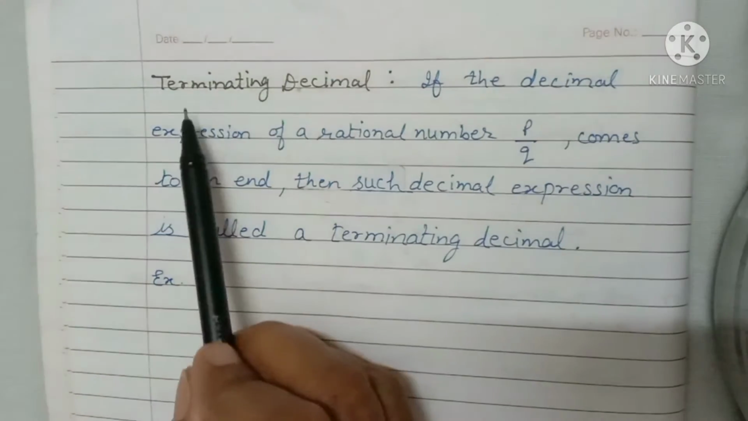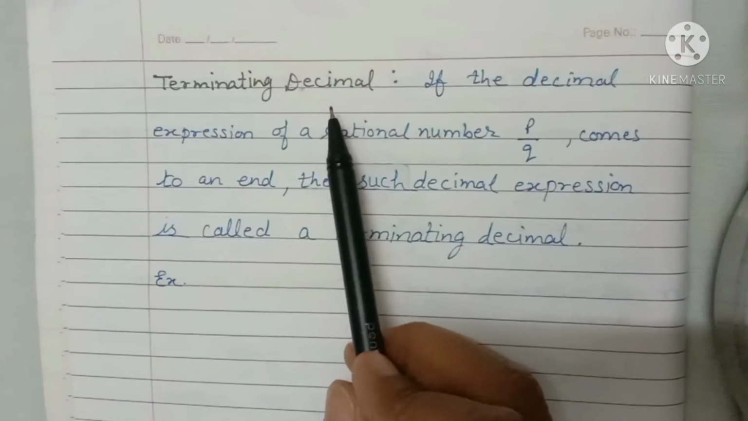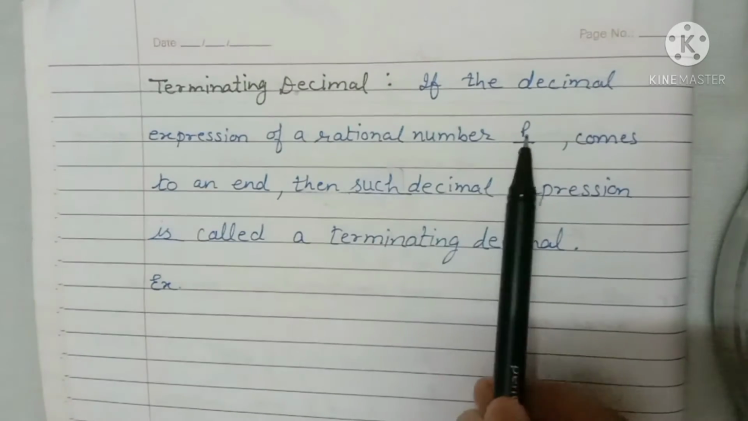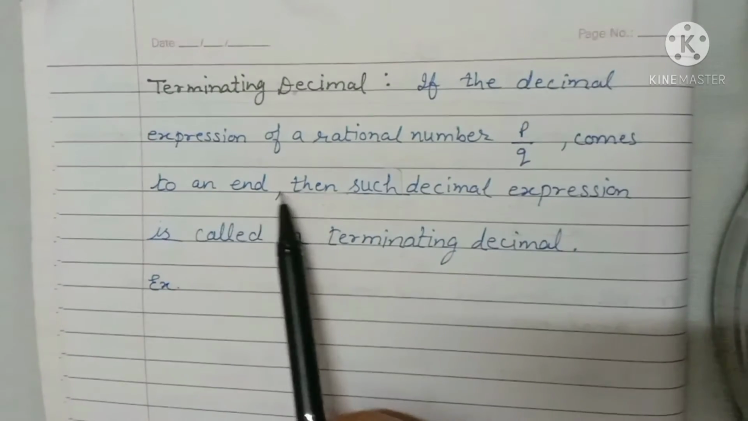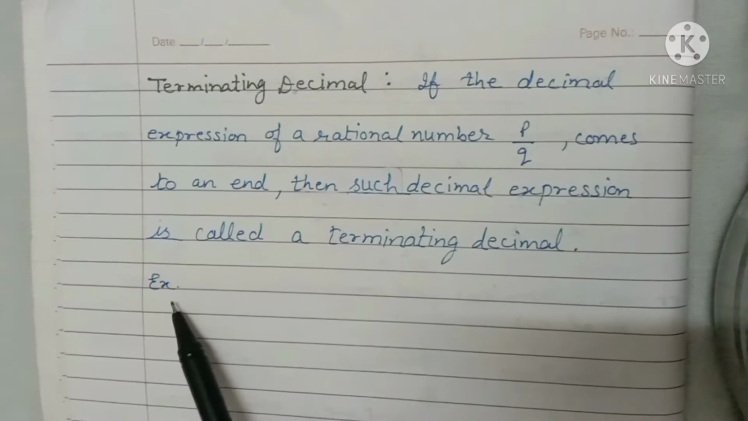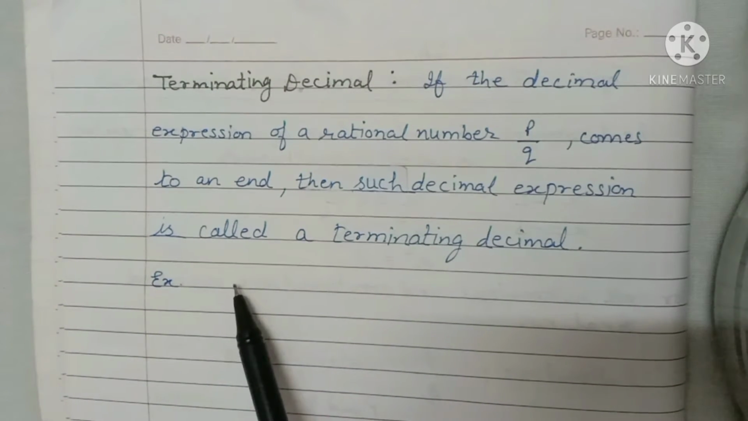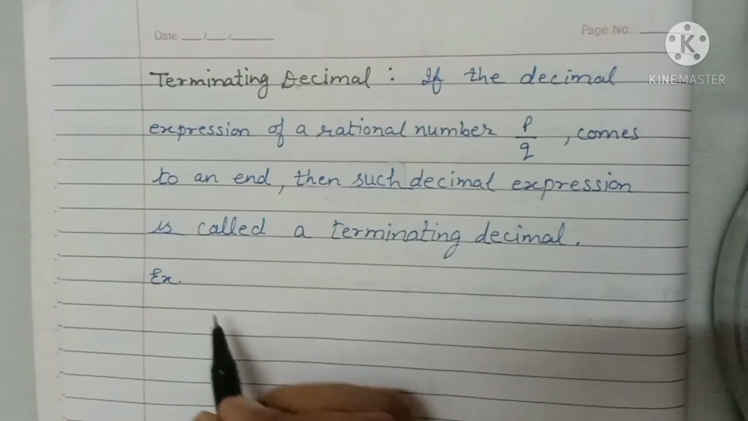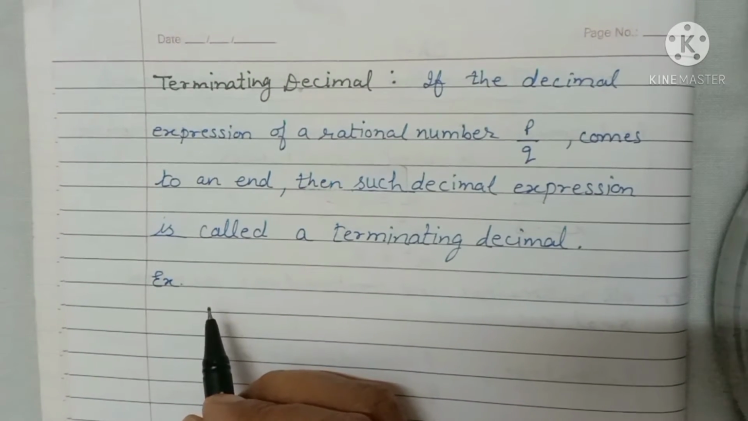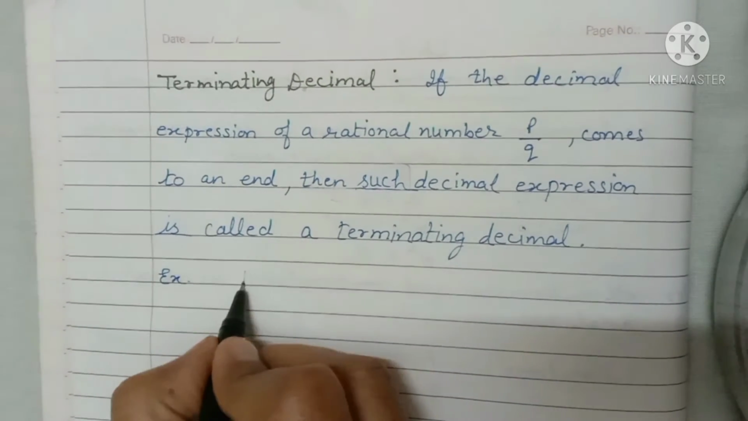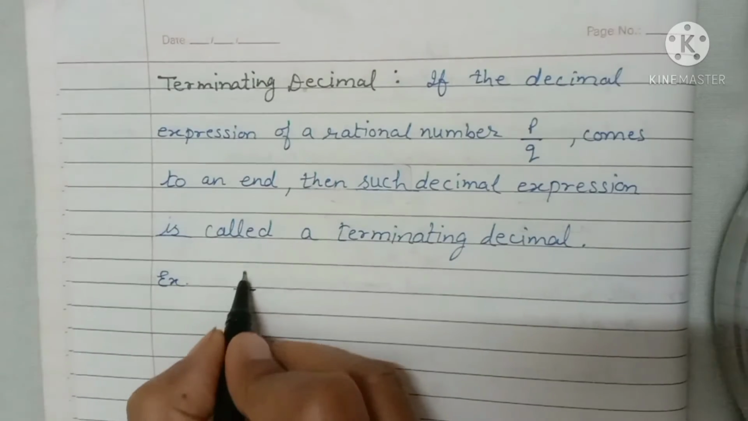First we take terminating decimals. What is the meaning of terminating decimal? If the decimal expression of a rational number p upon q comes to an end, then such a decimal expression is called a terminating decimal. We will understand it by an example. Example number 1: 1 upon 8 is a rational number.